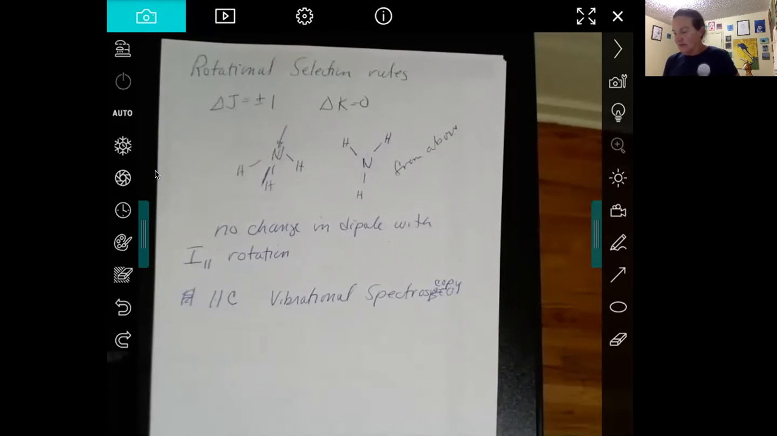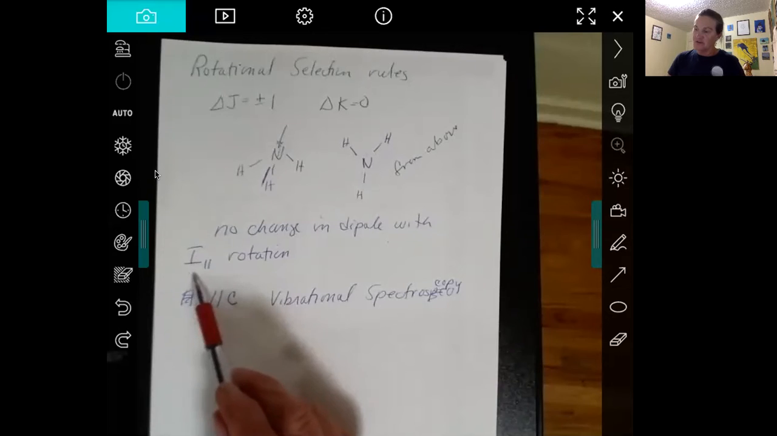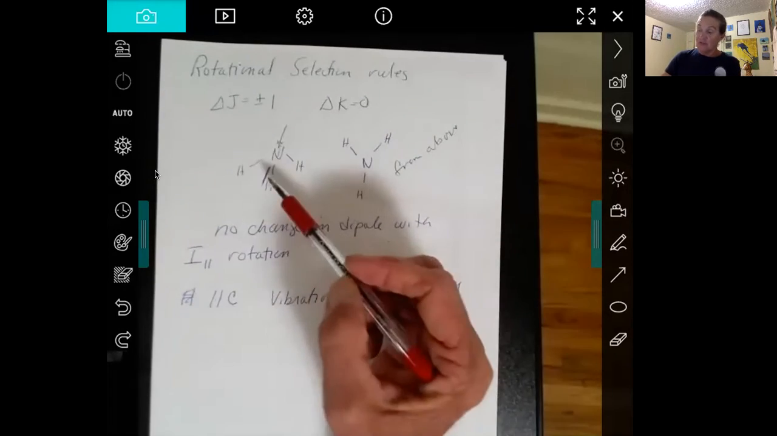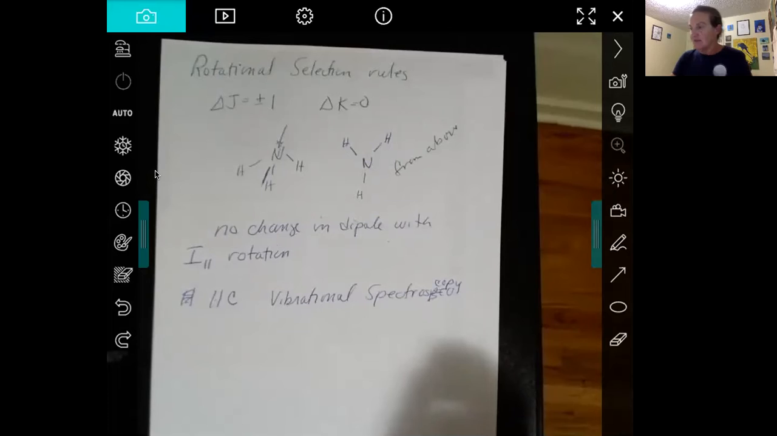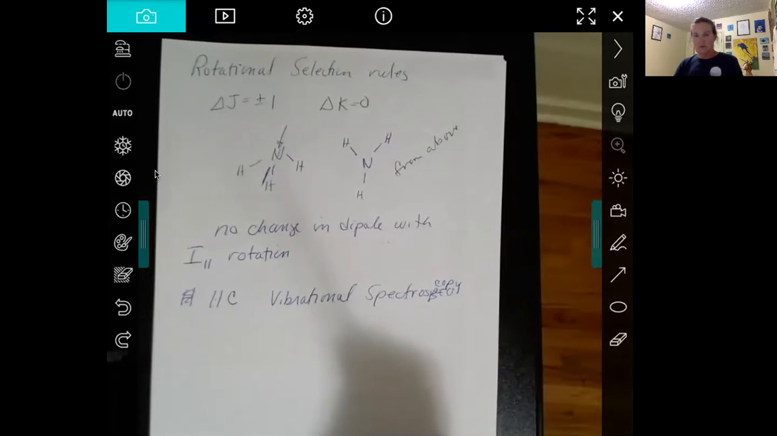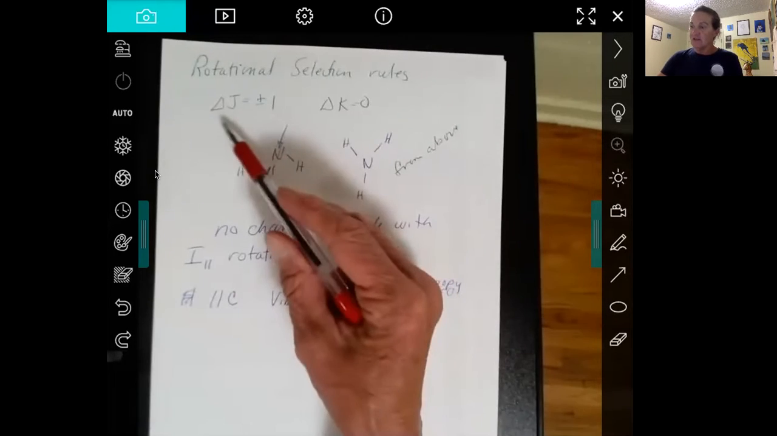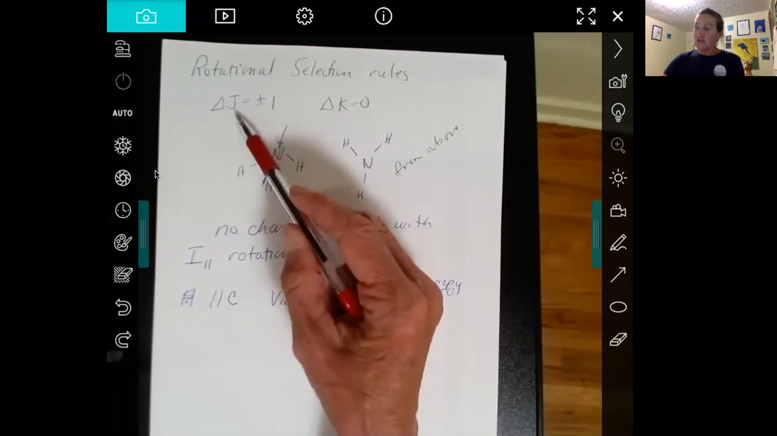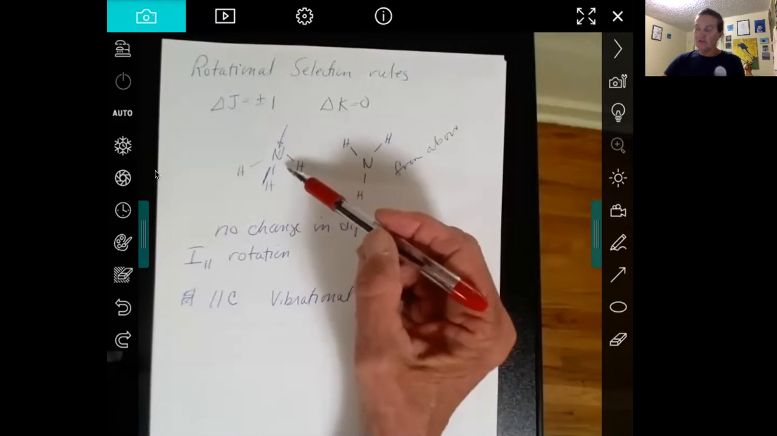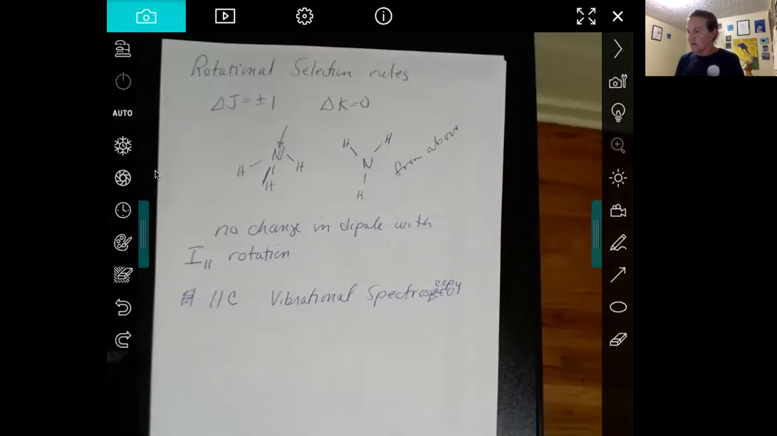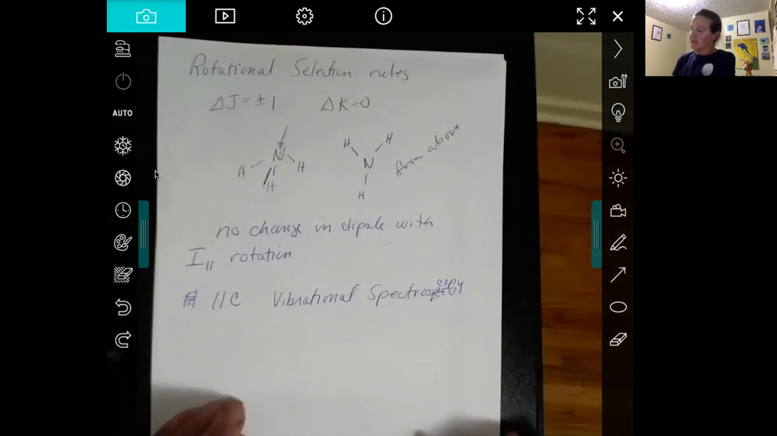So with that symmetry axis, which was called I parallel, the moment of inertia for that particular axis of rotation, the dipole moment doesn't change with rotation, so you're not going to be able to absorb a photon in order to do that. You can change the total J of the molecule because you have the other 2 axes of rotation, but not the one about the symmetric axis.